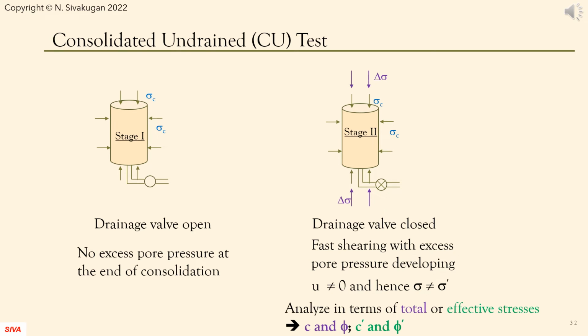In a consolidated undrained test, drainage is allowed during the first stage, allowing the specimen to consolidate. The additional vertical stress delta sigma during the stage 2 is applied with the drainage valve closed under undrained condition. Due to the pore water pressure buildup during the undrained loading, the total and effective stresses are not the same. From this test also C' and Phi' are determined. This is faster than a consolidated drained test.